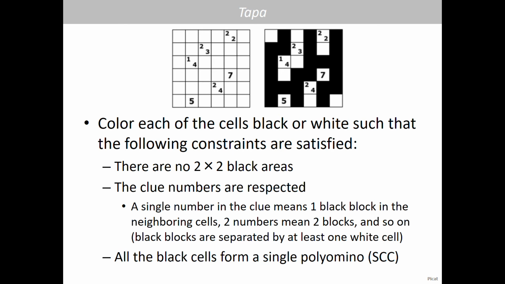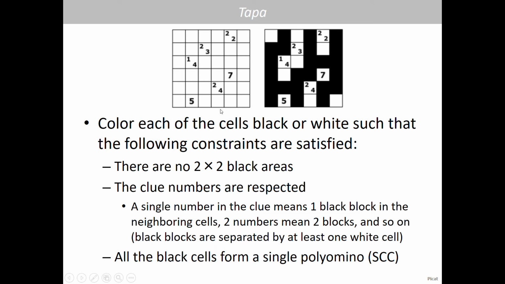All right, the type of problem is also similar: given a grid graph where some of the cells have clue numbers. The goal of the game is to color each of the cells black or white such that the following constraints are satisfied. There are no 2 by 2 black areas, and the clue numbers are respected. A single number in the clue means one black block in the neighboring cells.